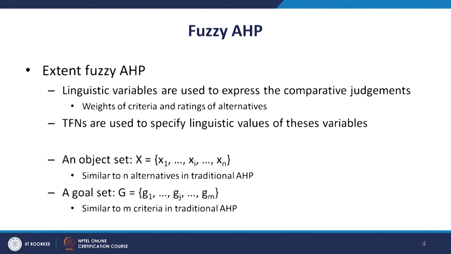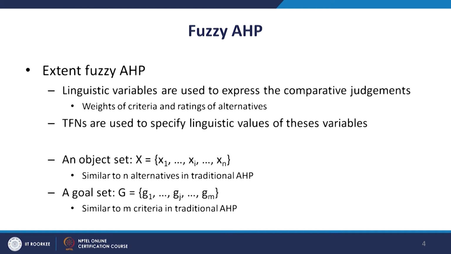taking them as objects. So, we are defining an object set, capital X, the elements being x 1 to x n. This is similar to n alternatives in traditional AHP, for the comparison matrix for alternatives. And then we are taking a goal set, that is capital G, which is g 1 to g j to g m, similar to m criteria in traditional AHP, right.